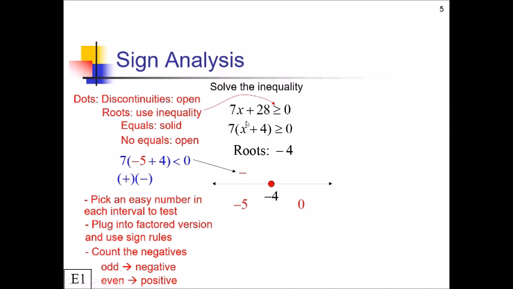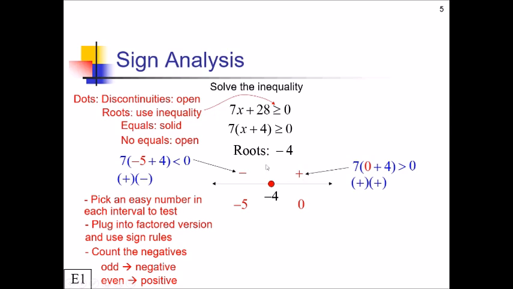So plugging that into my expression, I'm looking at 7 times 0 plus 4. And again, you don't have to write this. I'm just writing this to show you where I'm coming from. Analyzing my signs, this is a positive times a positive, which is going to come out positive, greater than 0. So I'm going to write a plus right here.